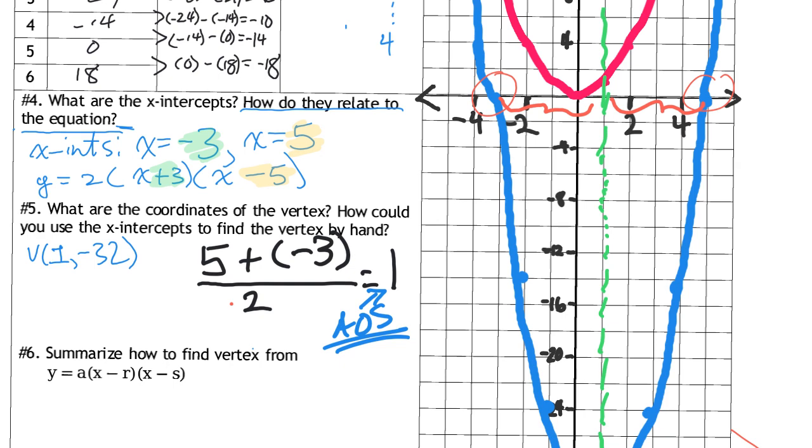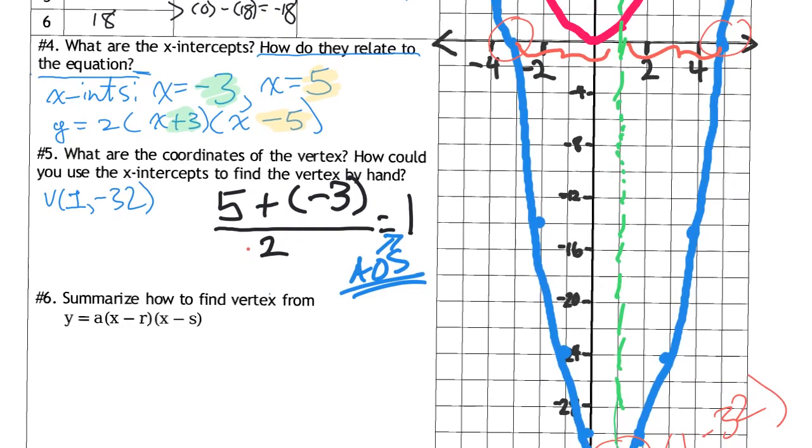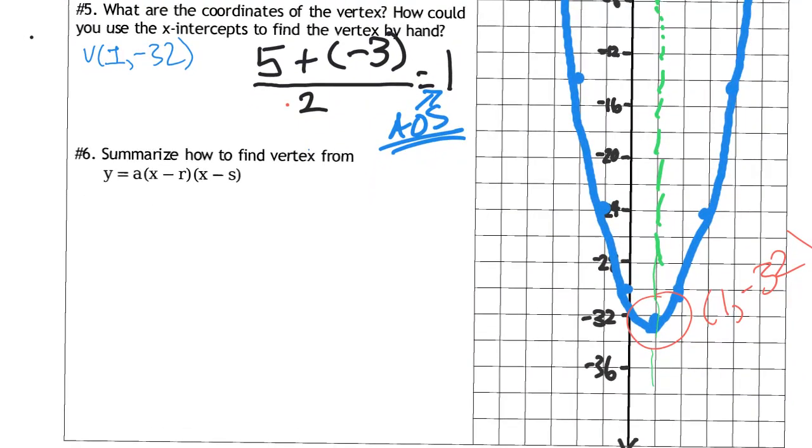So now let's summarize what we should have learned when doing our little investigation for today. It says, summarize how to find the vertex from this equation. All right, so here is how we're doing this. Your equation is based on the roots of the parabola. If you think about it, this is what our parabola looked like. We crossed the x-axis here and here.